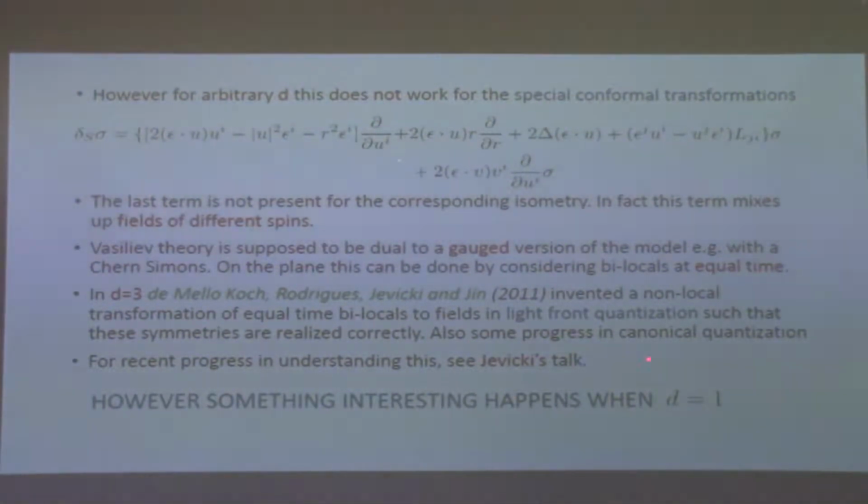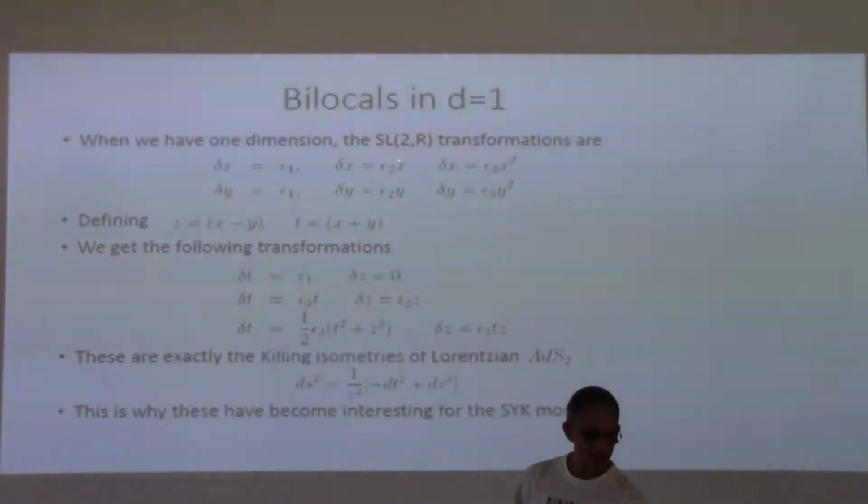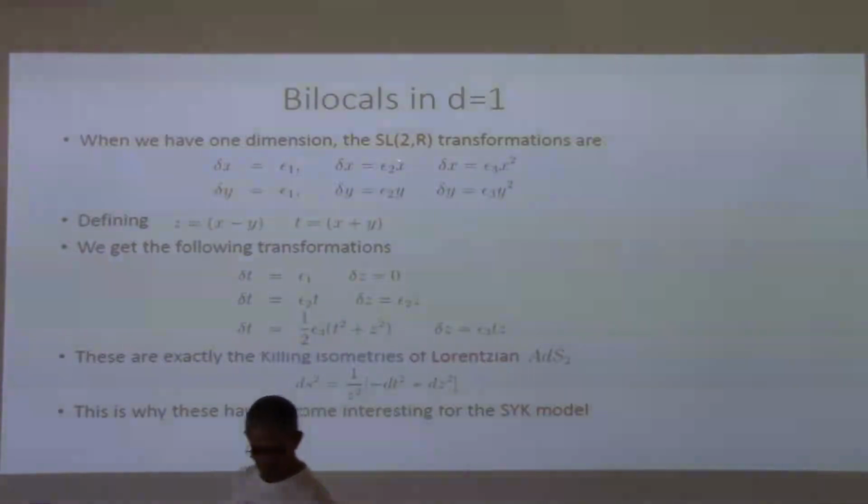There is also some progress in canonical quantization, and it was a little bit uncomfortable that this was done in the light front quantization. And I think Antal will talk a bit about things which are quite related to this entire subject, so I will not delve into this. However, something interesting does happen when I just take d equal to 1, namely I start with some quantum mechanics.